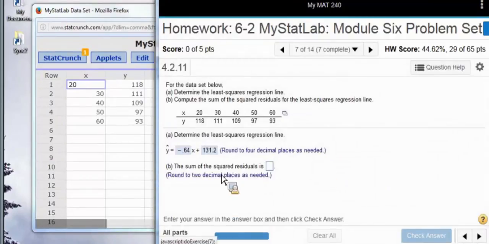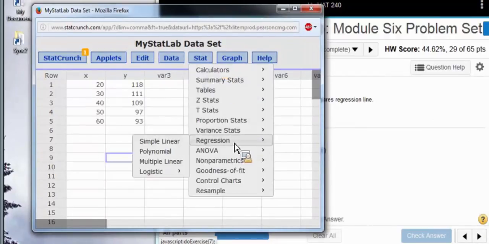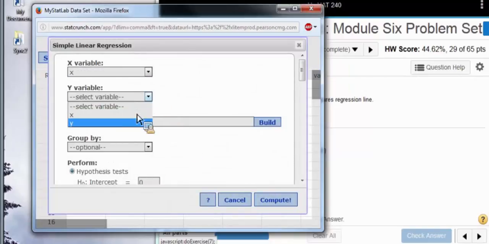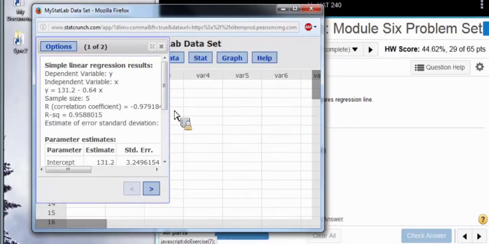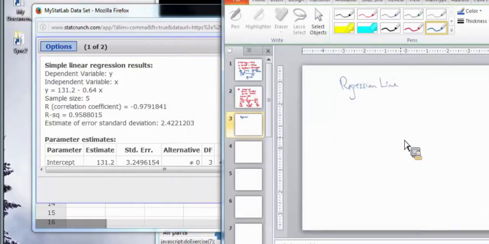Sum of the squared residuals. I should have kept that report up. I'll do it real quickly. Regression, simple linear, X and X, Y and Y. First, let me explain what it is, and then I'll show you where to look for it.